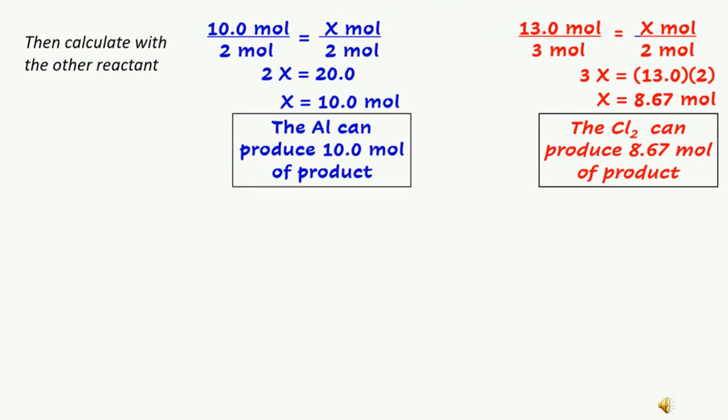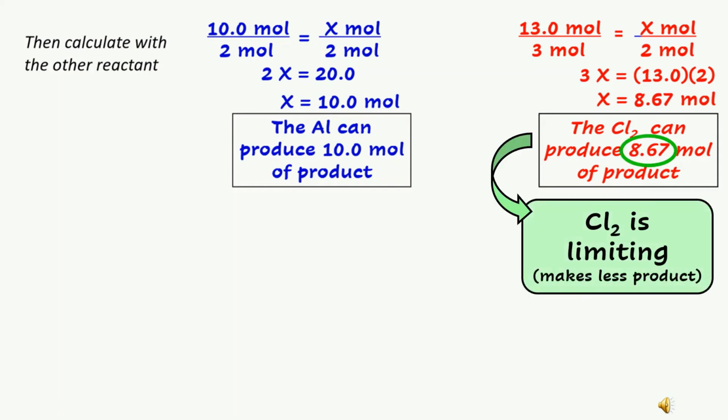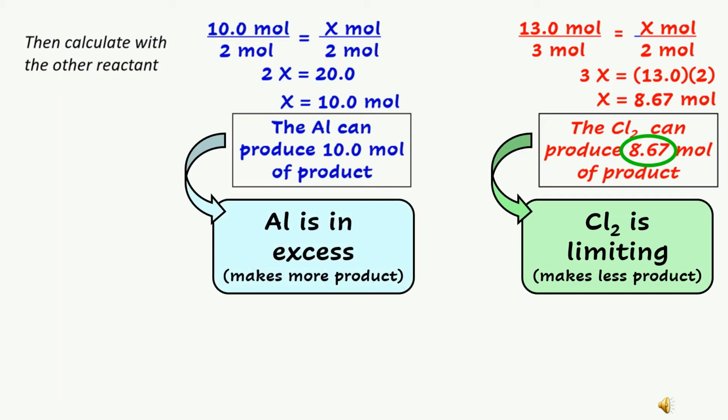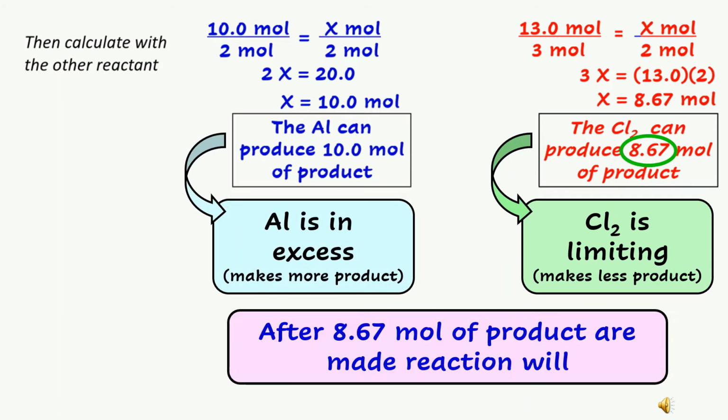So comparing those two answers, 8.67 is the smaller amount, which means the chlorine is the limiting reactant because it made less product. The aluminum can make more product, so it's the excess reactant. And after 8.67 moles of product are made, the reaction will stop. So only 8.67 moles of product will be made in this reaction.